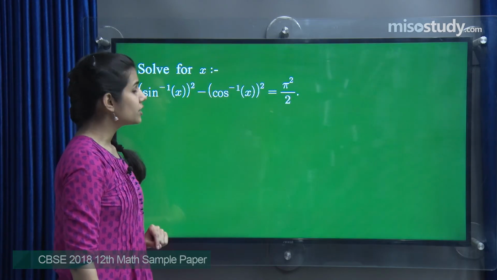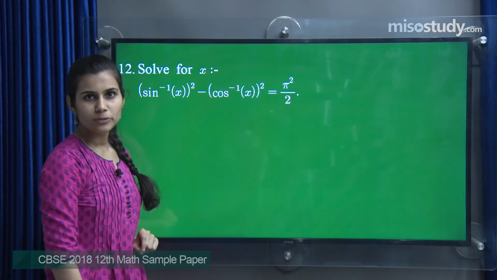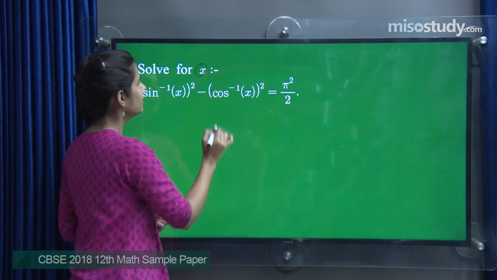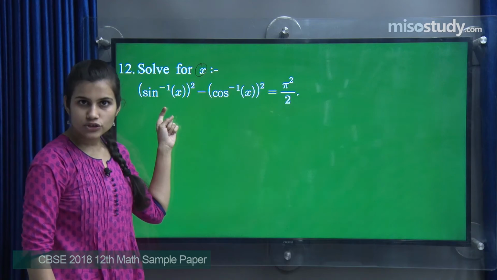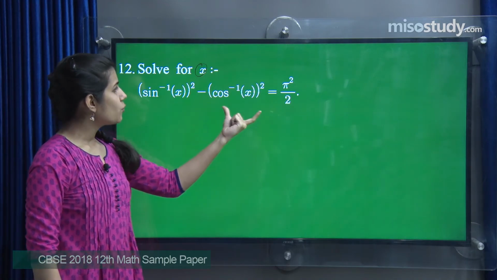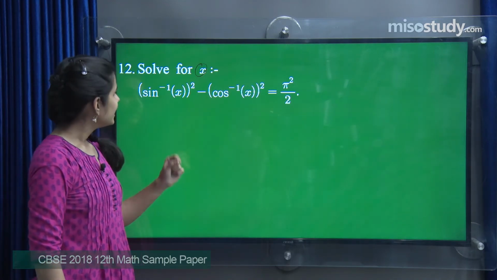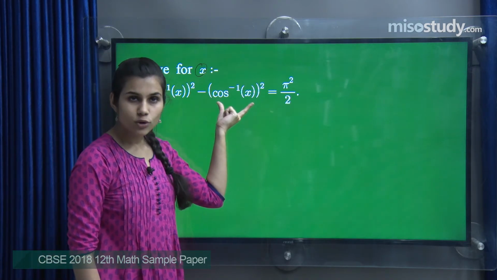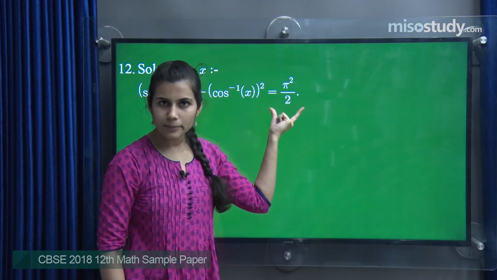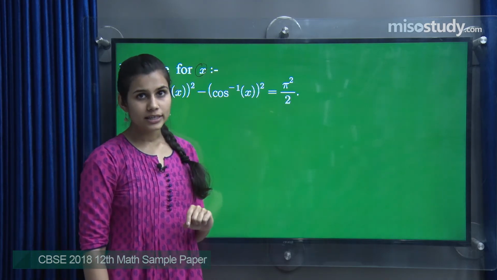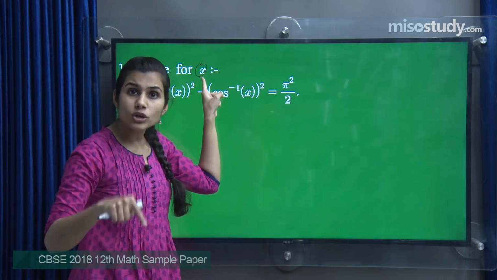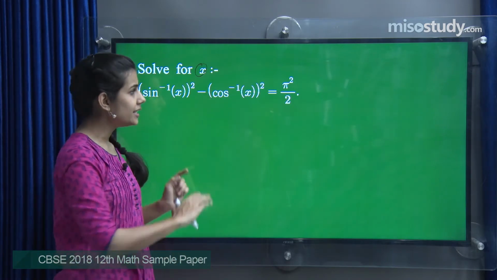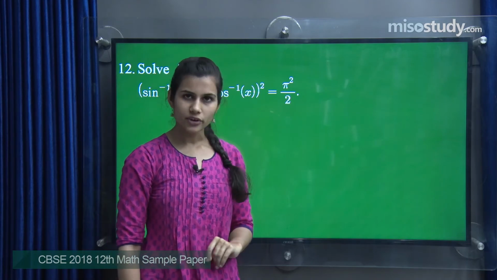Let's see what happens to the last question of section B. It is saying solve for x. Again, this is related to inverse trigonometry. Let's see what this is trying to say. It's written sine inverse x whole square minus cos inverse x whole square is equal to pi square by 2. Now, first thing you have to understand, I need to find those values of x which when you plug in inside this left hand side, you get pi square by 2 on the right hand side.